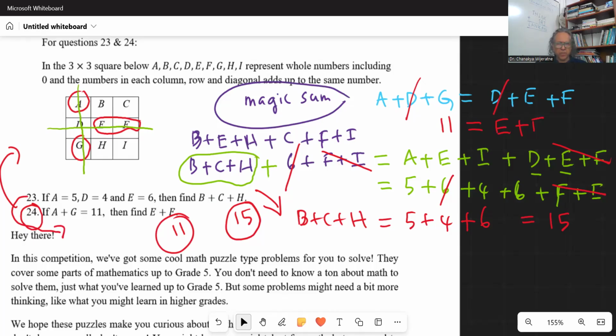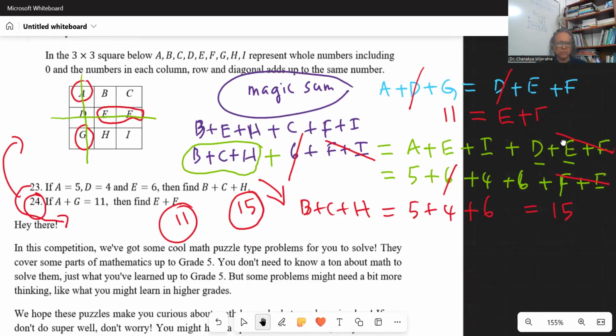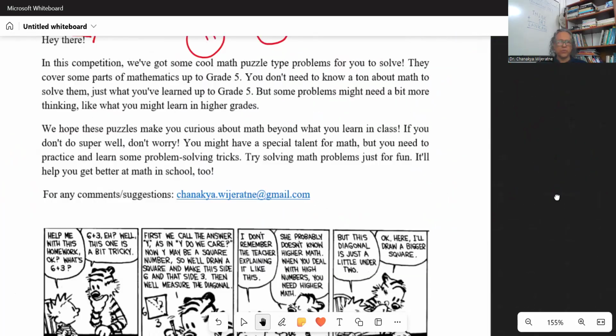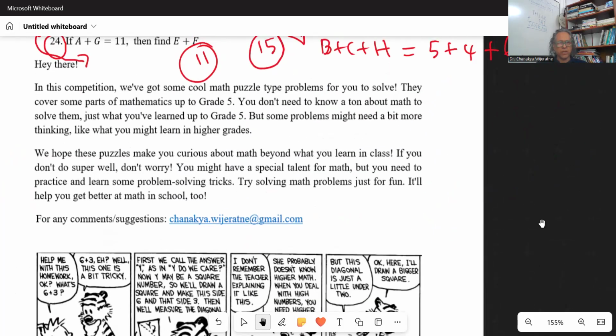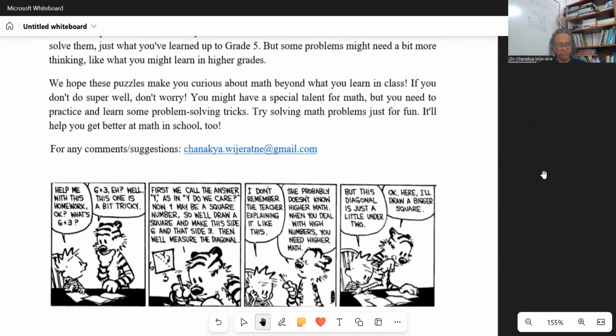And there's a message here. Hey there. So pause this one and read. This is also a cartoon.